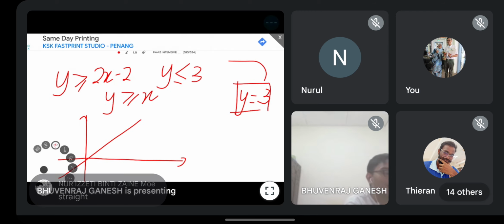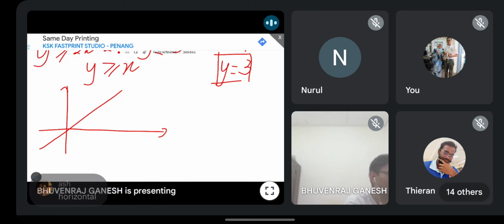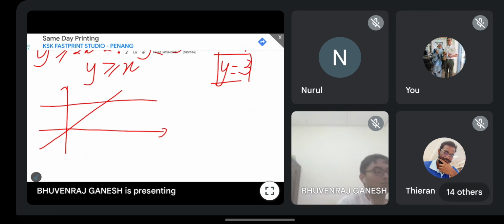Horizontal or vertical, not straight. Horizontal, okay, correct. Sometimes people confuse this one. Because they sometimes confuse x, suddenly they put horizontal, y they put vertical, but make sure you know. Sometimes basic things like this can confuse. Okay, so y equals 3 is like that.